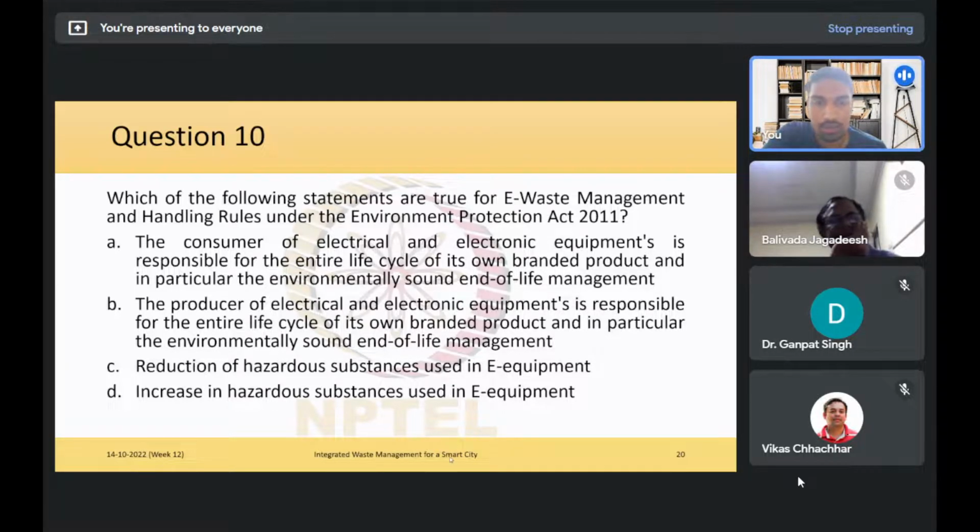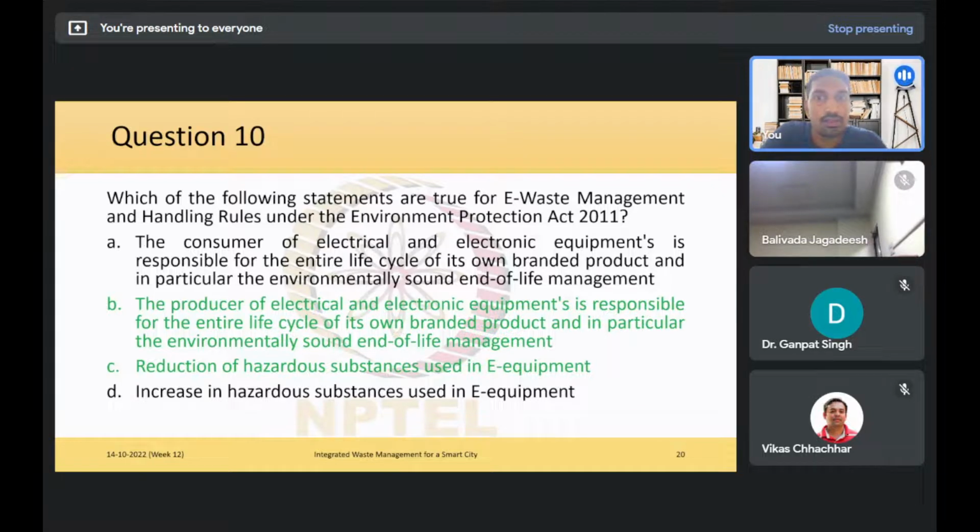Okay, so let's take a look at the answer. B is indeed correct. Also, C is also a correct option. Between A and B, this is nothing but the extended producer responsibility. Each electrical and electronic equipment producer has to make sure that the products they produce are, throughout the whole life cycle, right from the manufacturing till its end of life, properly collected and managed in an environmentally sound manner. That is the producer's responsibility.